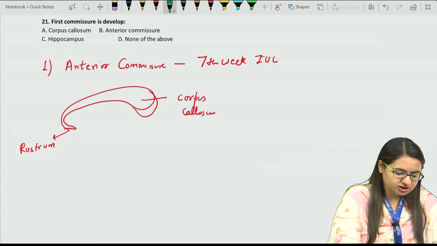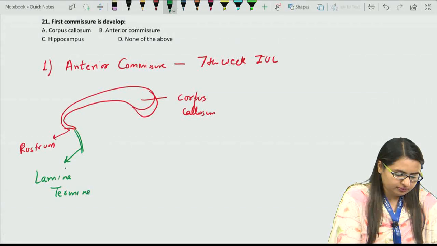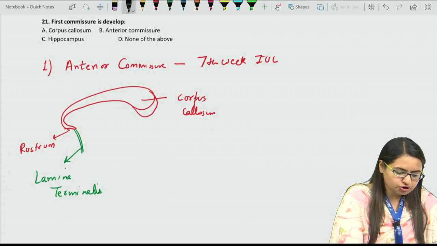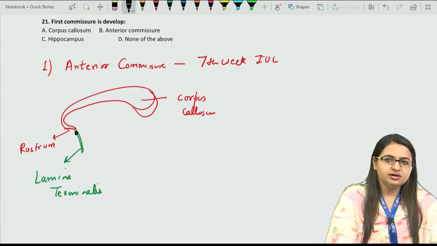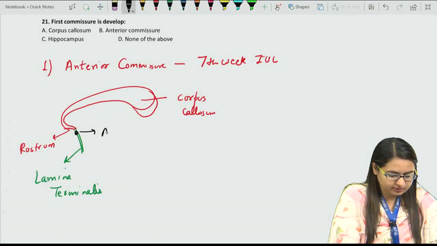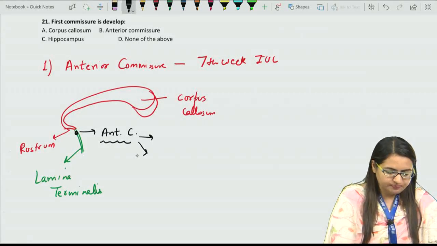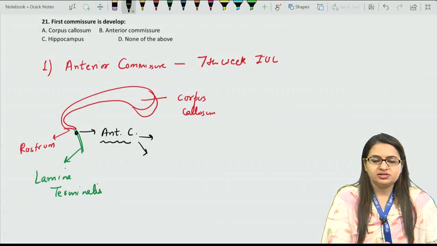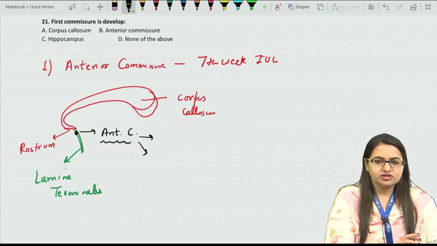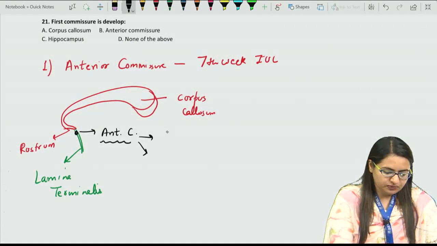Now just near the rostrum there is attachment of the lamina terminalis towards the anterior side. This is the lamina terminalis. In the upper portion of the lamina terminalis there is a commissural band which is the anterior commissure. This is the anterior commissure, and it has two components. One component, the anterior component, connects the olfactory portions of the right and the left cerebral hemispheres. So it is basically connecting the olfactory bulb, or we say the olfactory region.